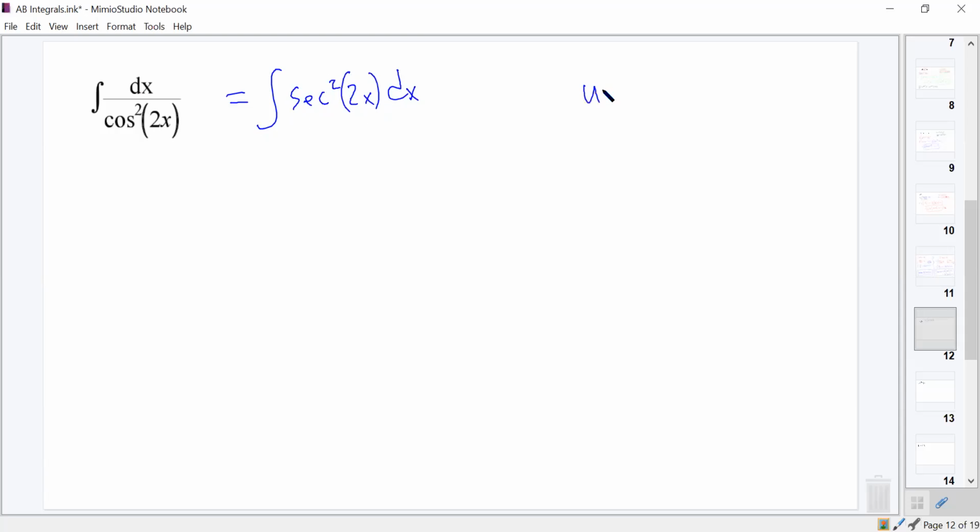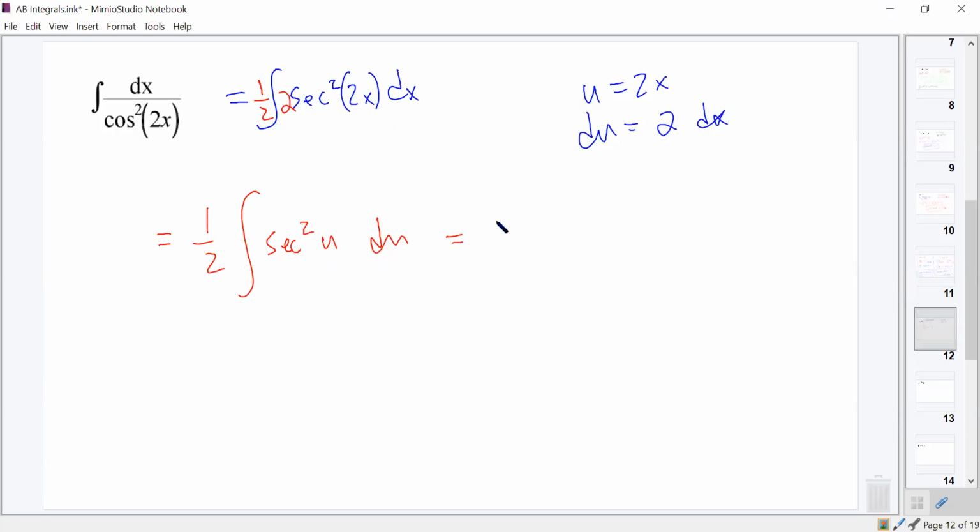We need to get rid of the 2x. So we'll do that using u-substitution. U equal to 2x and du equal to 2dx. So all we need to do is add in our 2 and our 1/2 to cancel each other out. And we have 1/2 of an integral of 2dx is our du. And now we have secant squared u du. And the integral of secant squared u is just tangent u plus our constant.